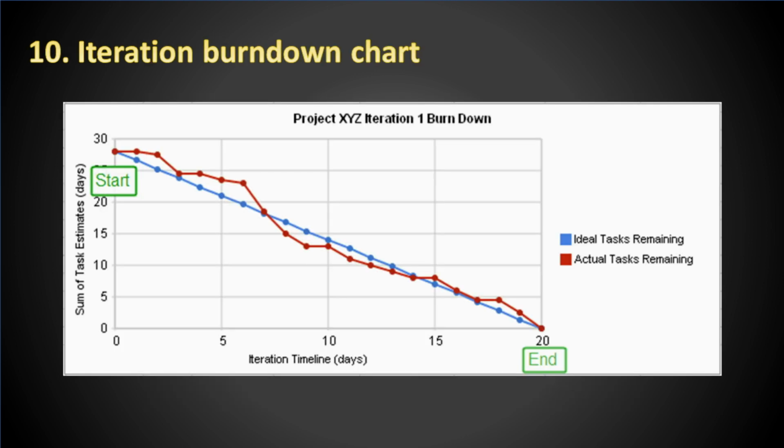Iteration burndown chart. This is primarily used in agile projects as a means of visually measuring project progress, by looking at how much work still remains to be completed in the iteration. Burndown indicates remaining work effort. By the way, this could be remaining story points as well, but that's for another agile discussion.